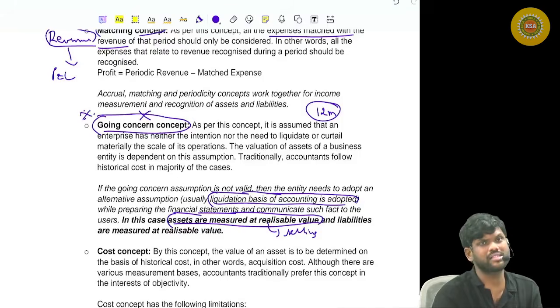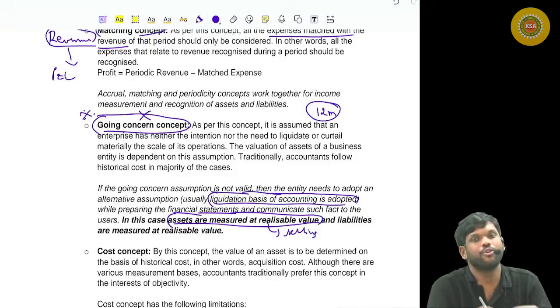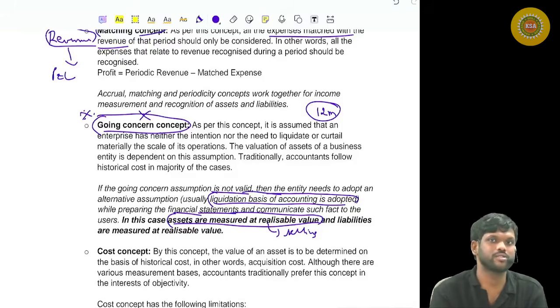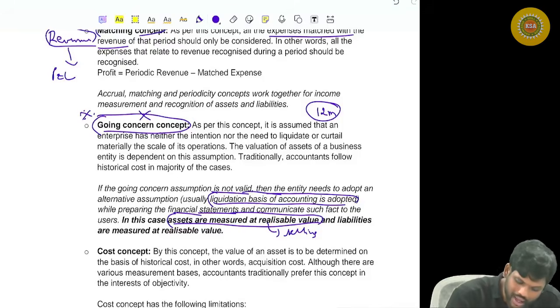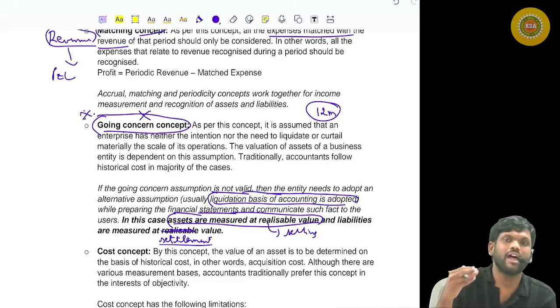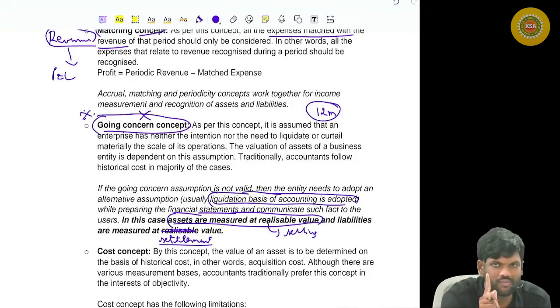Sir, why do we bring it to sale values? Because now you are going to close the business. If you are going to close the business, you are going to sell the assets, so you will get only sale values. That is why all the assets will be changed to realizable values, and all the liabilities will be measured at something called as settlement value. Please make a correction. Settlement value means the value at which you will settle those liabilities. So please, this was asked in one of the exams.